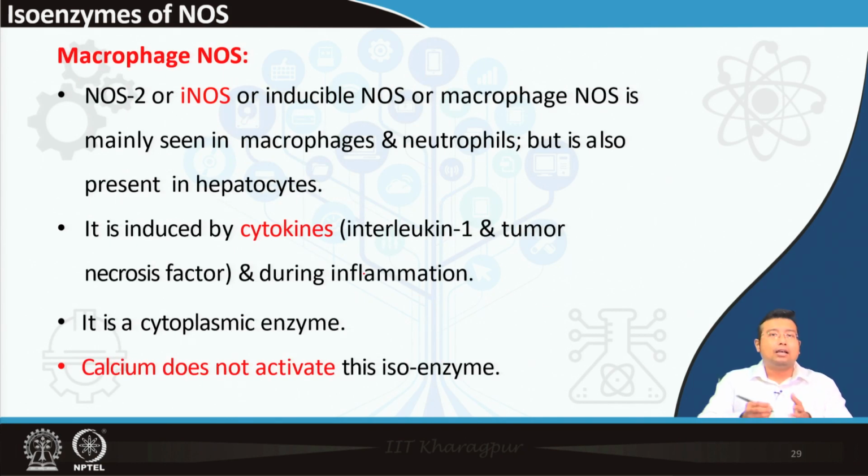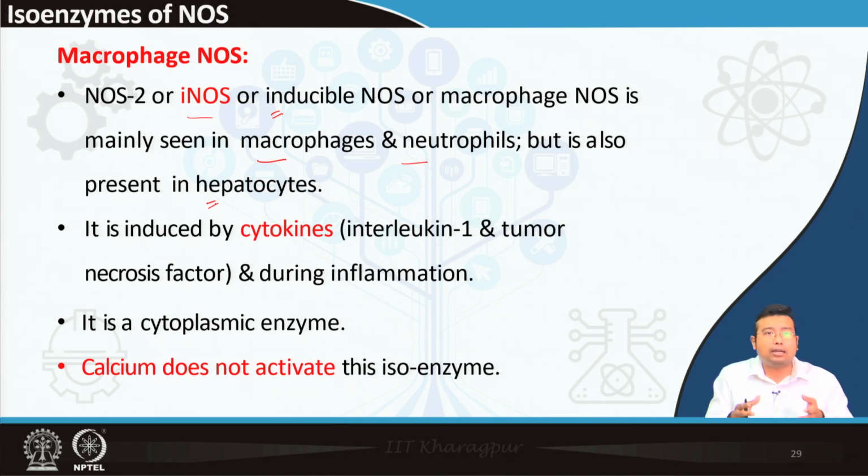Second variety, macrophage NOS or iNOS. Why is it called i? Because it is inducible. Same thing, iNOS, macrophage NOS, inducible NOS or NOS2. It is mainly seen in macrophages and neutrophils and it is also present in liver cells. So, why do we call it iNOS or inducible? Because it is induced by cytokines.